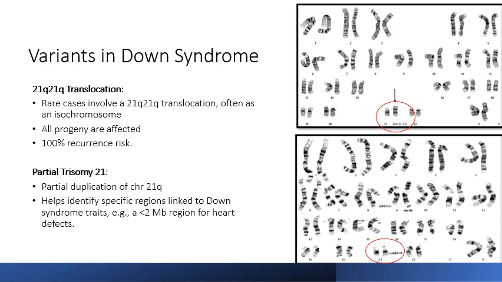Variants in Down syndrome, such as the rare 21q21q translocation, which is an isochromosome, present unique challenges. So all offspring of an individual with this isochromosome are affected. So they all have Down syndrome. Partial trisomy 21 also involves duplications of a specific region on chromosome 21, and this helps researchers pinpoint areas contributing to Down syndrome traits such as heart defects.